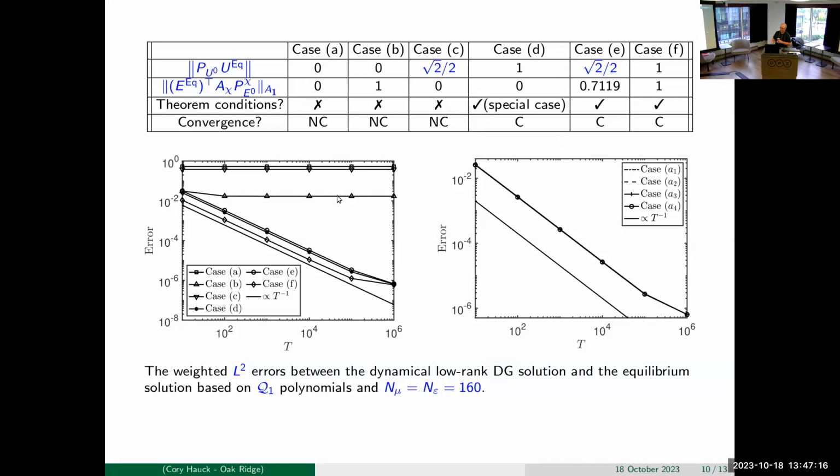On the right, we've essentially taken case A and we've modified it in several different ways. Essentially, you need to add rank to the system in a reasonable way so you can see the equilibrium. And if you do that, you get the convergence that you want.